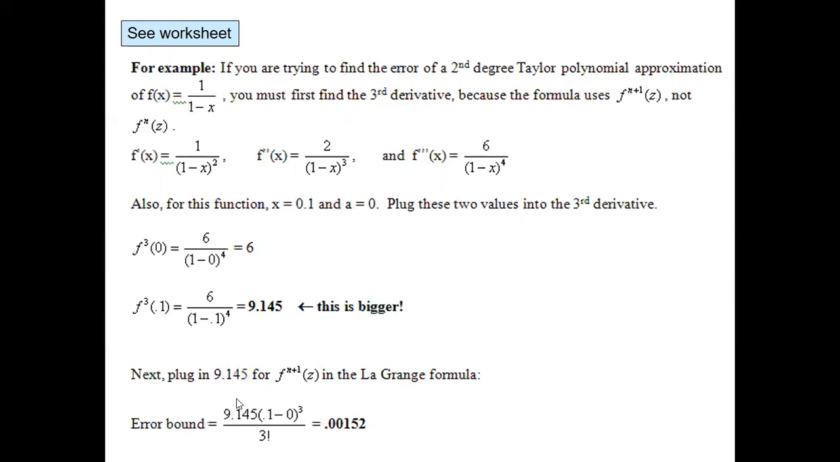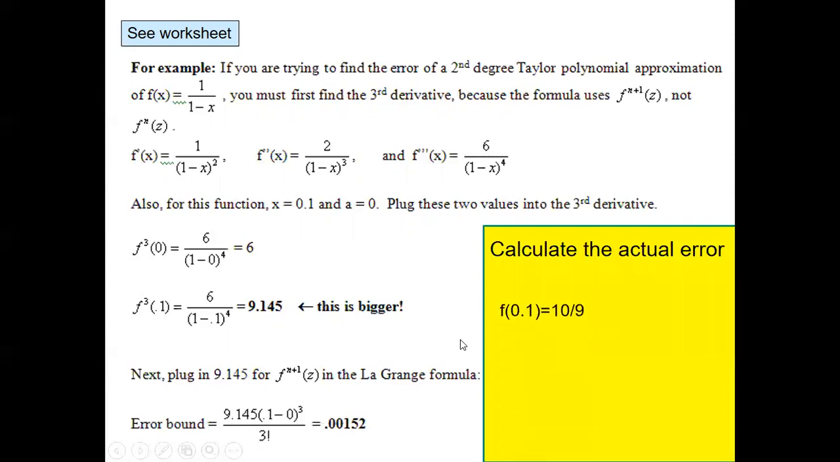So putting that then into the Lagrange formula, here's my biggest derivative for the third term, or third derivative, I should say. Here is x minus a, or 0.1 minus 0, to the third over 3 factorial. Again, I was only going out to the second degree, so this is all focused on that next term in the series. So the biggest that my error could be is 0.00152. Well, let's put that into context. Let's see how that worked out. So let's calculate the actual error.